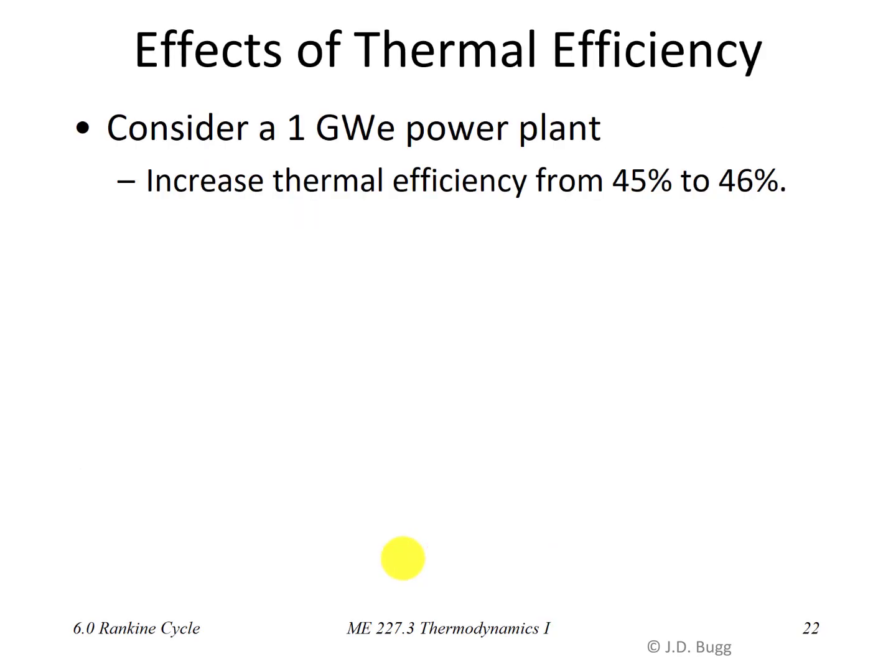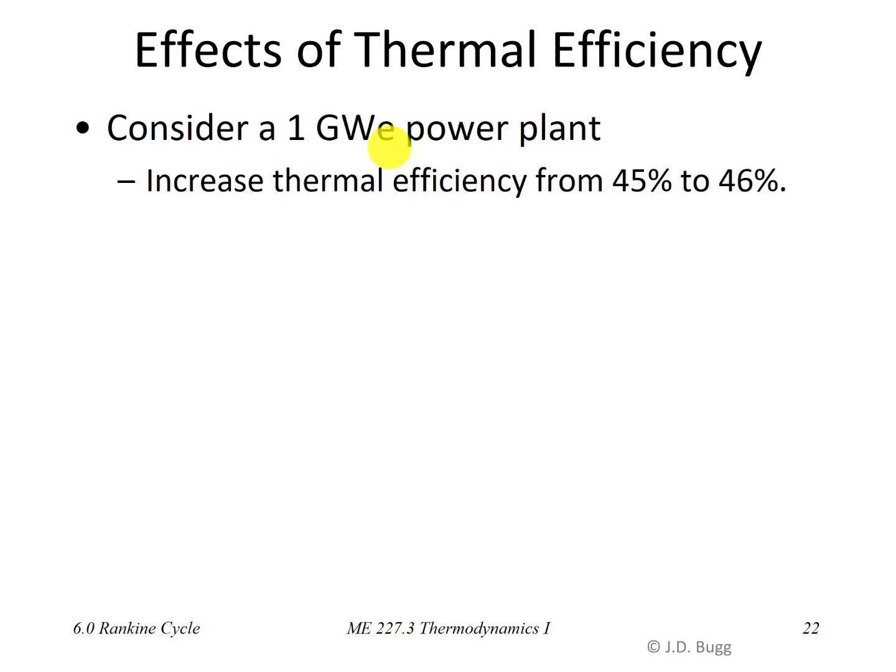So why are these changes in thermal efficiency important? Well, let's take a look at a 1 gigawatt electric power plant. So that's what this notation means. It produces 1 gigawatt of electrical power. So this is the final output of the power plant.